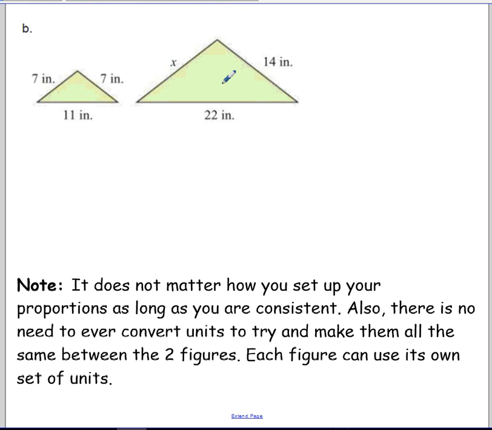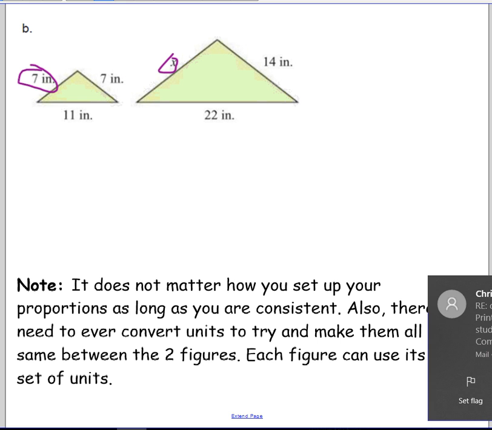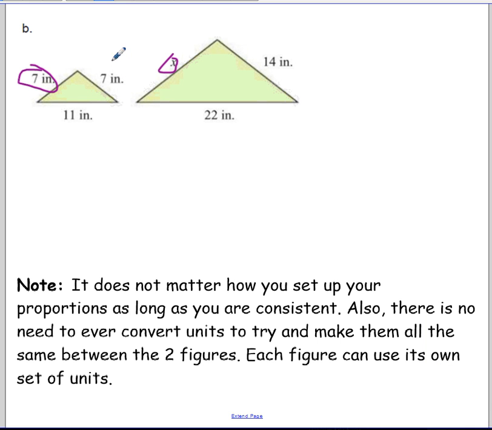Here we have similar triangles. We have a 7, 7, and 11, x, 14, and 22. So again, we need to make sure that we have this left side in our proportion because that has the x. But then we get to pick another one. And so I'm going to use the side that matches. Since 7 on the left matches with 7 on the right, then these two have to match because they're in proportion. So 7 over 7 has to equal x over 14.